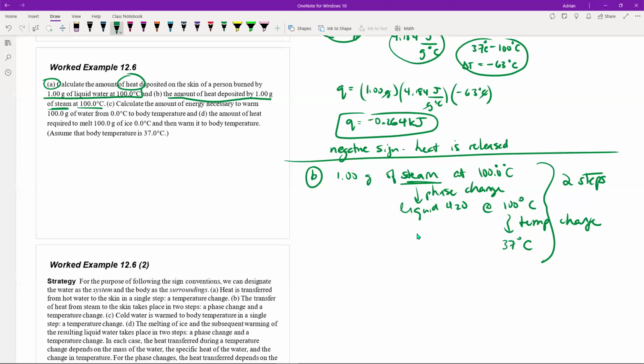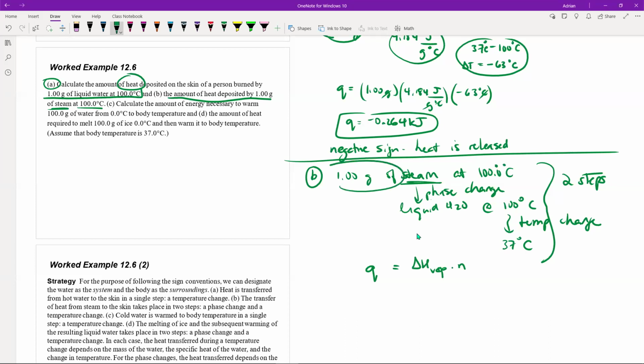Okay, so let's take a look at how we can calculate this. We have our 1 gram of water, and we can calculate the heat of that process as the steam condenses as being equal to the delta H of vaporization times the number of moles of the H2O that we have, right?